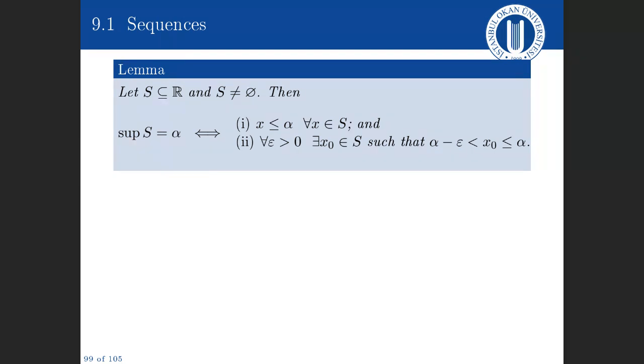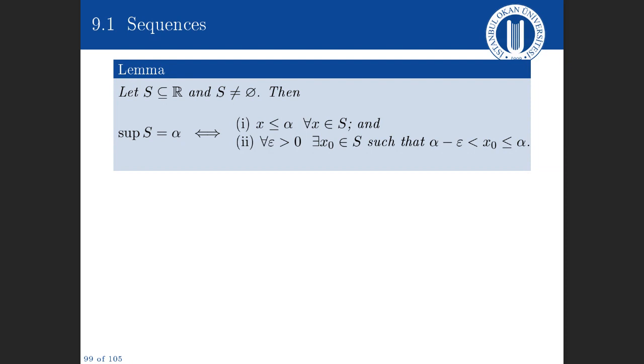A lemma. Let's suppose that S is a subset of the real numbers and S is not the empty set. Then the supremum of S is equal to alpha if and only if two things are satisfied. x is always less than or equal to alpha for all x in S, and for all epsilon greater than 0 there exists x in S such that x is between alpha and alpha minus epsilon.